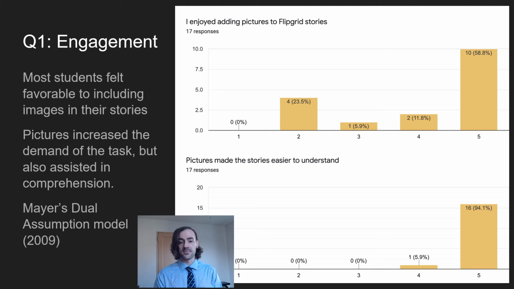Also, most students did feel favorable to include pictures and images in their stories. Though, of course, there were those two from the comments we saw before that didn't like it, but most people did. And we see that making and including those visual aspects really helps the stories to be easy to understand. And that's supported by the dual coding model that we mentioned earlier.